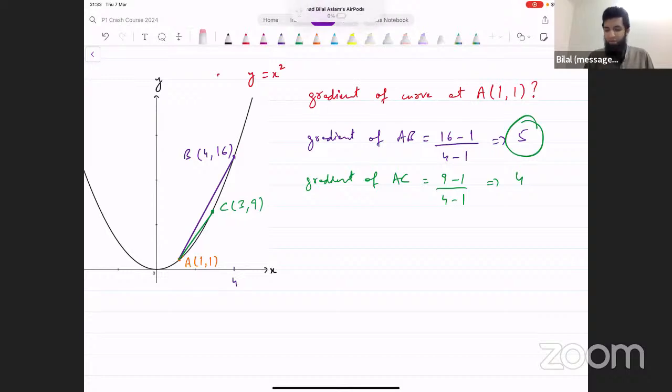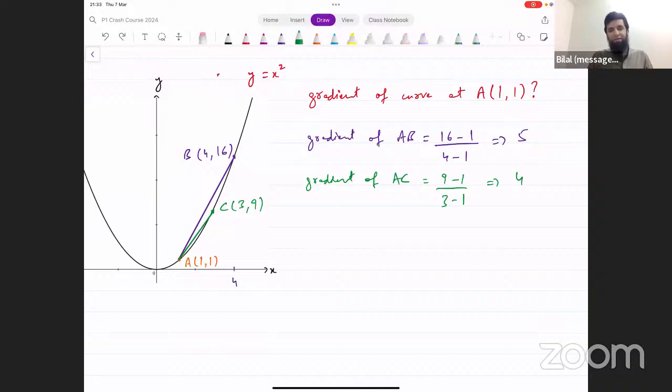Sorry, I wrote that wrong here. It's supposed to be 3 minus 1, not 4 minus 1. I wrote 4 there by mistake in the denominator. It was 3 minus 1, so that's 8 over 2 basically. 8 over 2 is 4. All right, so the gradient of AC is 4.